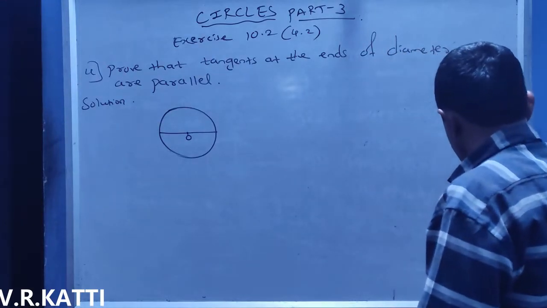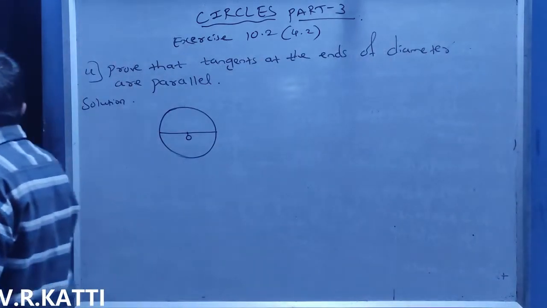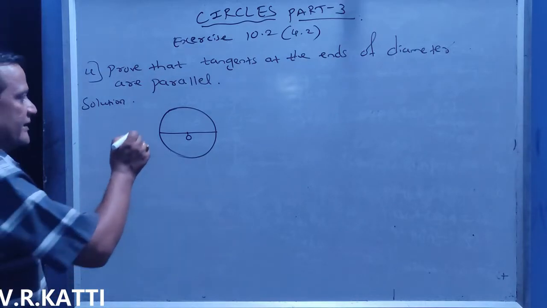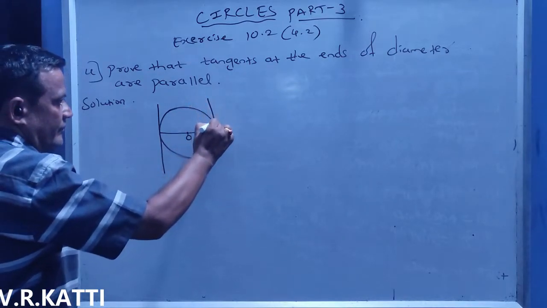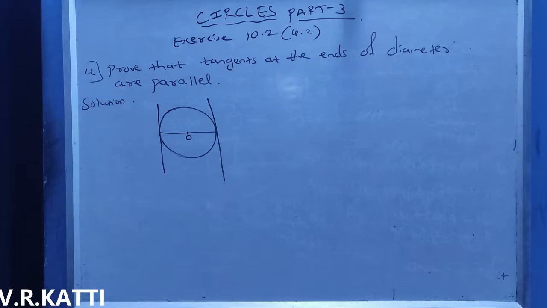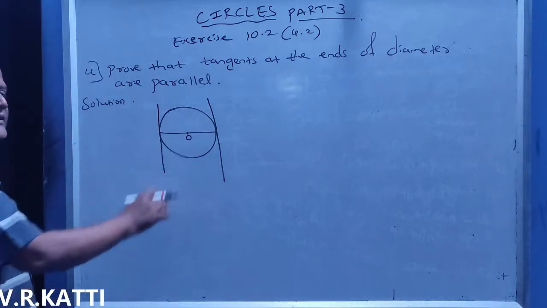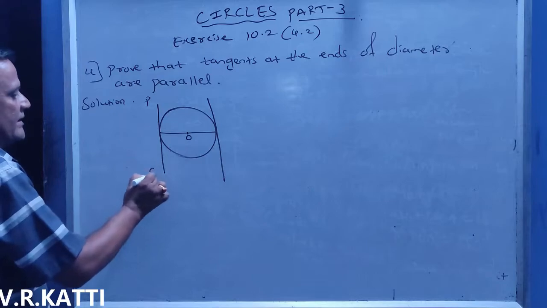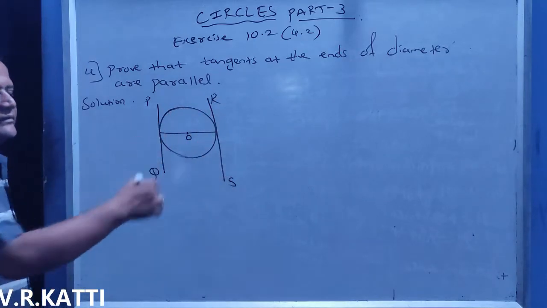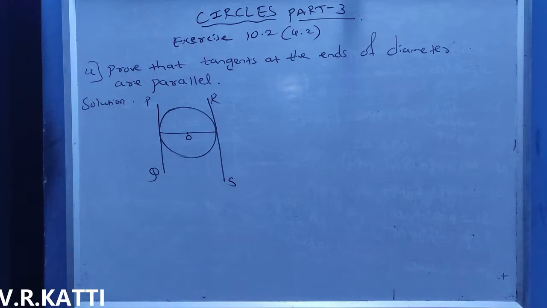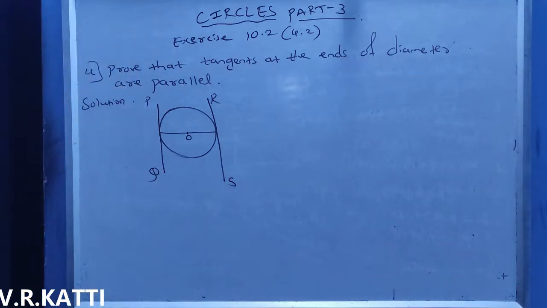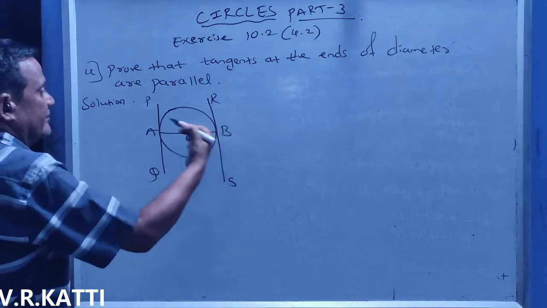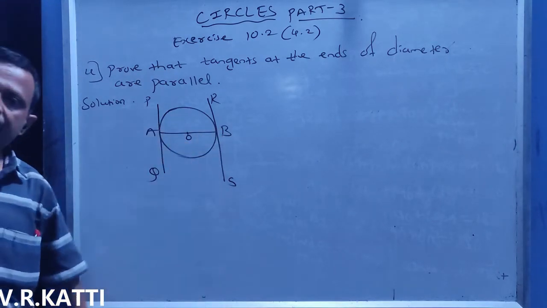Draw two tangents at the ends of the diameter. Let the two tangents be PQ and RS. So prove that PQ and RS are parallel. Let the diameter be AB.